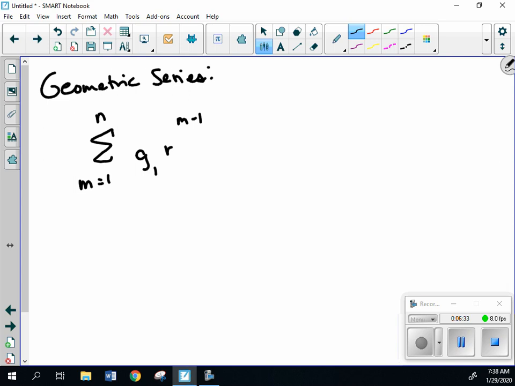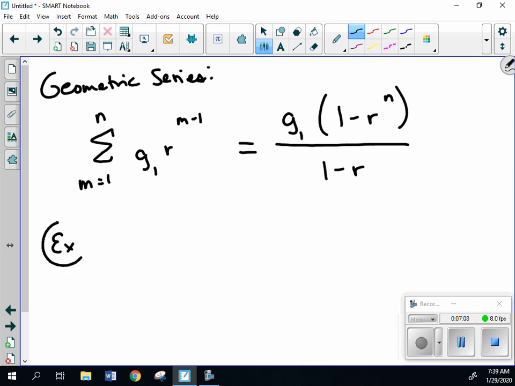Or, this is the formula I personally like to use more: g 1 times 1 minus r to the power of n, over 1 minus r. Like I said, I like to use the second one just because I'm not dealing with that sigma notation, so it's a little bit easier. You just plug and chug right into that formula. So let's look at how to use this information.